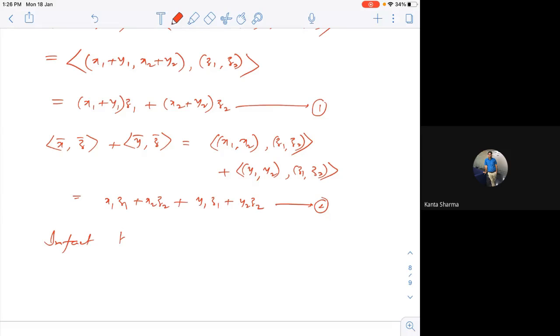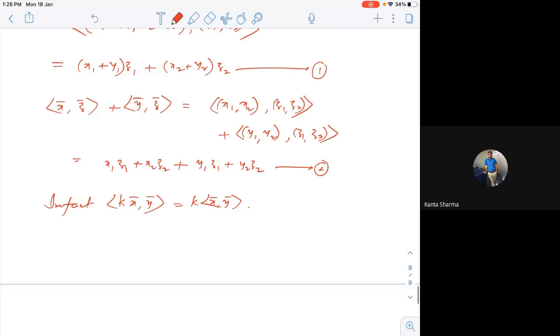k x bar comma y bar inner product is equal to k times x bar comma y bar. You can check this also. Other properties you can also check, because if I take x bar comma x bar, what is going to happen? Or you can even check the conjugate business, that the second property is this one.